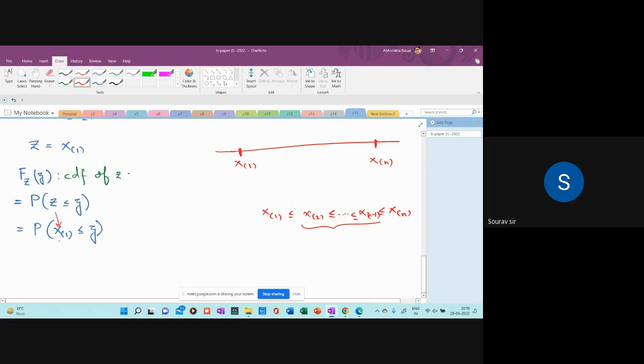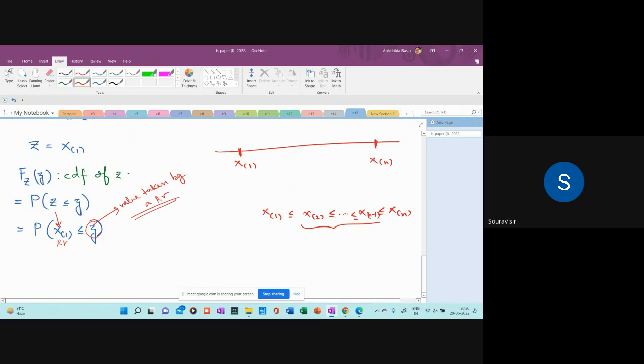Now, what are all the possible positions of this particular value? Here X_(1) is replaced in place of capital Z, so it is a random variable, no doubt. But this is a particular value taken by a random variable, so it is not actually a random variable, it is numeric. Where can it lie? It has three chances of lying: either on the left side of X_(1), or on the right side of X_(n), or between X_(1) and X_(n).